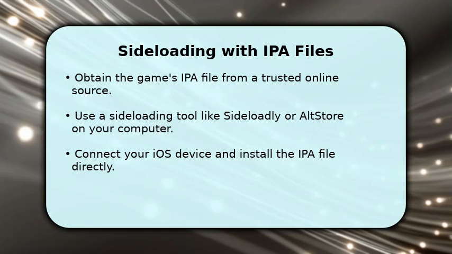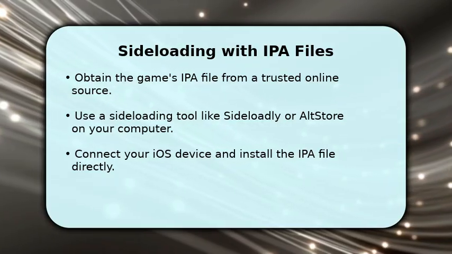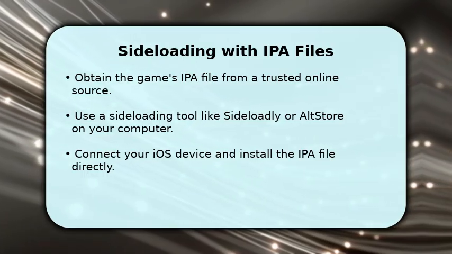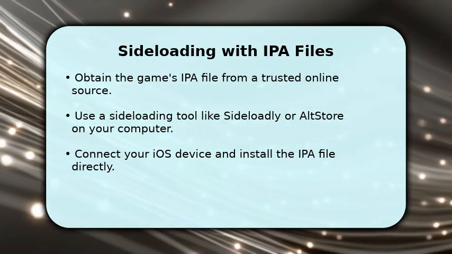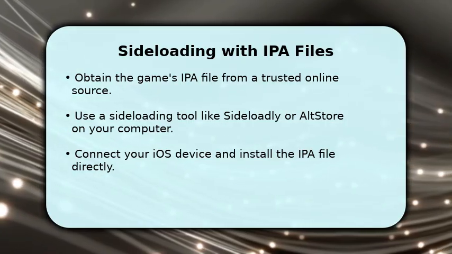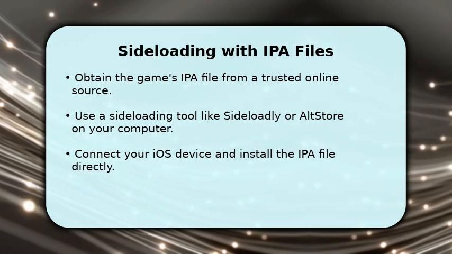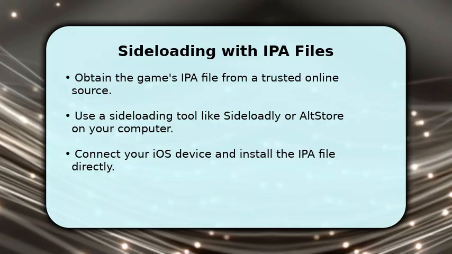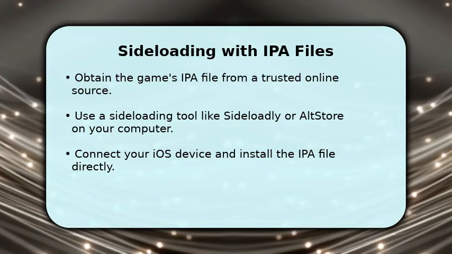One primary method involves sideloading the game using its IPA file. First, you'll need to find a reliable source online to download the Angry Birds Epic IPA file. Be sure to choose a trustworthy site to avoid any security risks. Next, use a sideloading application such as Sideloadly or AltStore on your computer. Connect your iOS device, and then follow the software's instructions to install the IPA file directly onto your phone or tablet. This process usually takes only a few minutes.